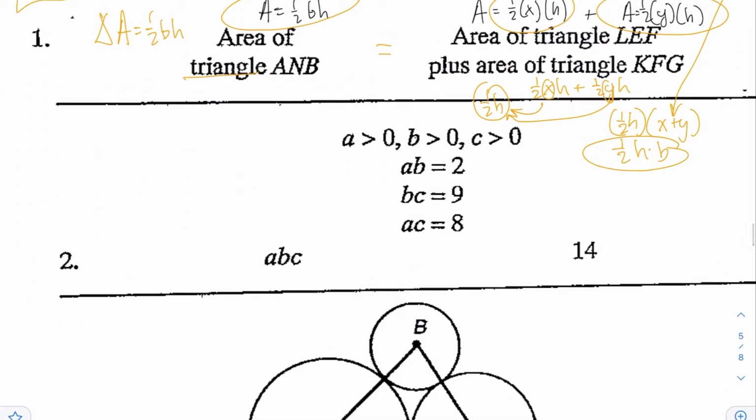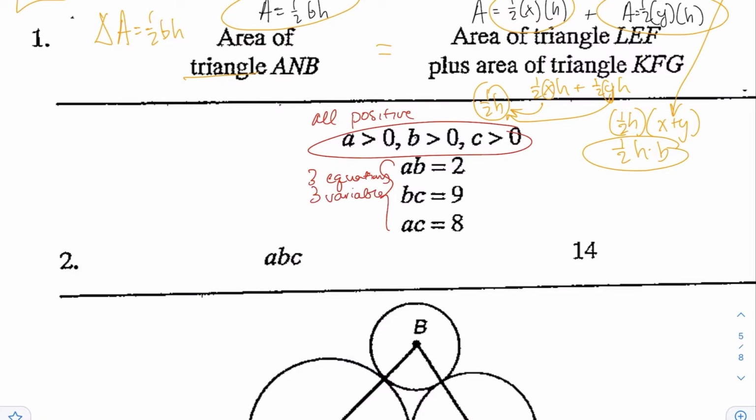Next, for question number 2, it says A is greater than 0, B and C are also greater than 0. If AB is equal to 2, BC is equal to 8, and A times C is equal to 9, what is the product of A, B, and C in column A versus 14? So here, they're all positive. And you know A times B, B times C, and A times C, so you have 3 equations and also 3 variables. So you can solve for all of them.